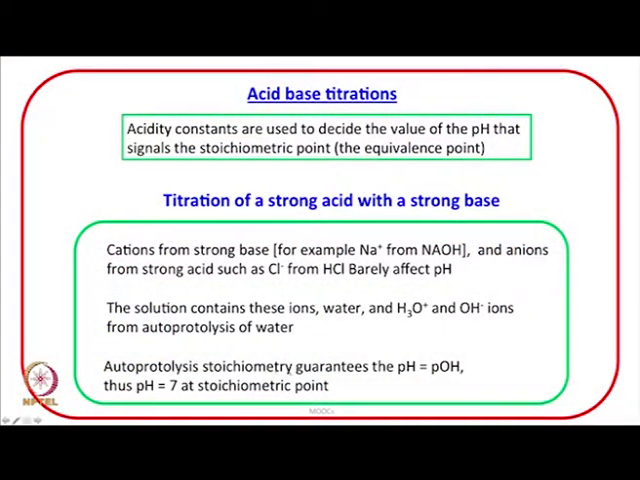Autoprotolysis stoichiometry in this case guarantees that pH is equal to pOH. That means when we are titrating a strong acid with a strong base at the equivalence point, pH will be equal to pOH, and that means the pH we are talking about is equal to 7 at the stoichiometric point. And as I said, the stoichiometric point I am referring to as the equivalence point.